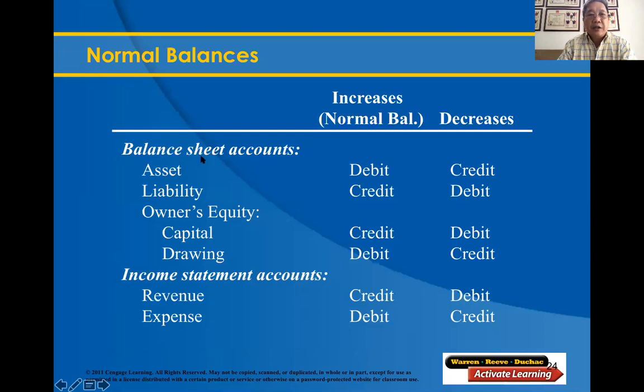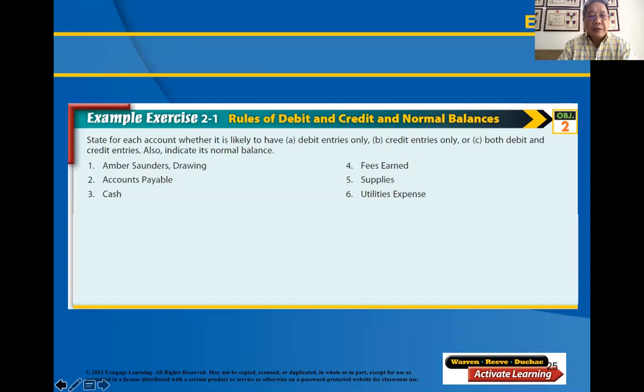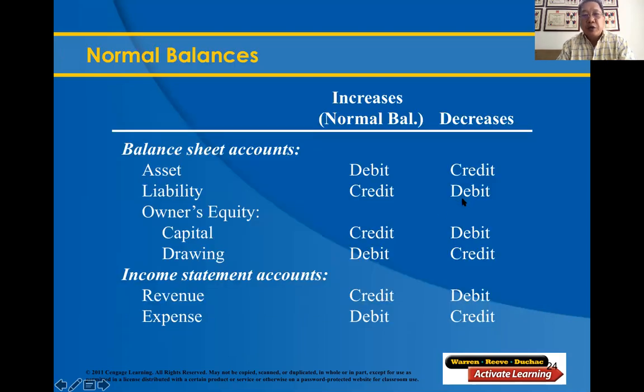Now, normal balances of assets, debit. If you decrease the asset, credit mo. Normal balance ng liabilities, credit. Oops. No, and when you decrease your liabilities, debit, and so on and so forth. Review this as you read the problems, as you read chapter 2.